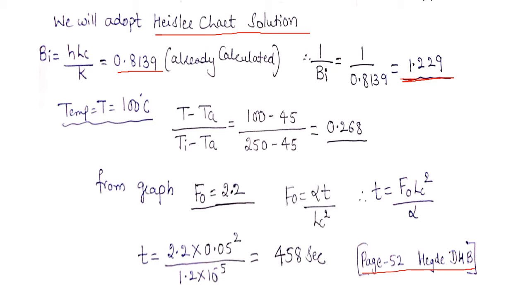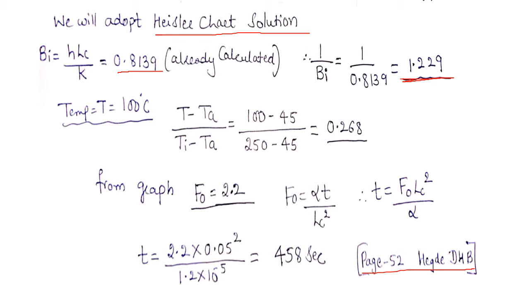Now he has asked us to calculate the time it will take for the center plane to cool to 100 degrees centigrade. That means this is the formula, the lumped system analysis formula. T minus T infinity divided by Ti minus T infinity, this we have already calculated using the lumped system analysis. This value is also available in the graph. I will show you in the graph.